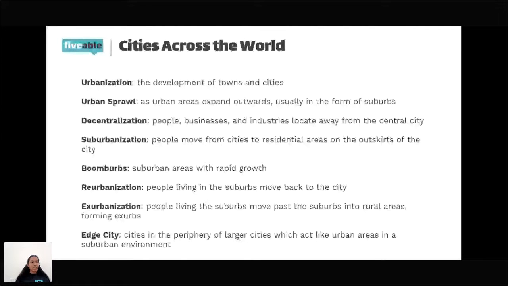And an edge city is a city in the periphery of a larger city, which acts like an urban area in a suburban environment. So I'll be covering that later, but it's basically when there's a suburban area, but then businesses start moving there because of decentralization. And then there are more amenities available in these suburban areas. And so they create mini downtowns. So there are more services, and there are also industries available in the suburbs, not just the urban center of the city.